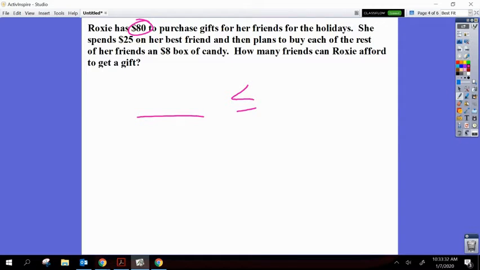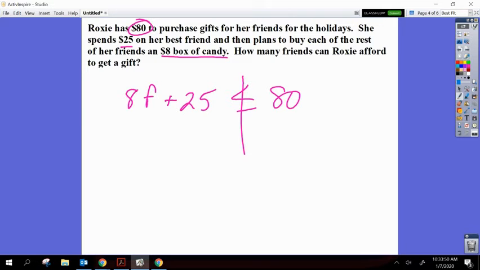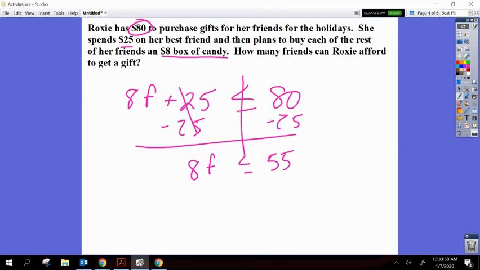So on one side is the number 80, and on the other side is all of the stuff she's buying, whatever she's purchasing. Well, $25 is what she's spending no matter what on her best friend, and an $8 box for every friend. So $8 for every friend she has. All right, let's solve. Minus 25. This is called the subtraction property of inequality. 8f is less than or equal to 55. Divided by 8, we get f is less than or equal to 55 divided by 8 is 6.875.